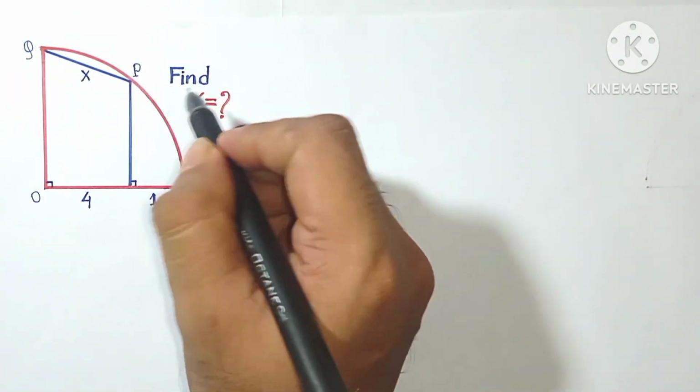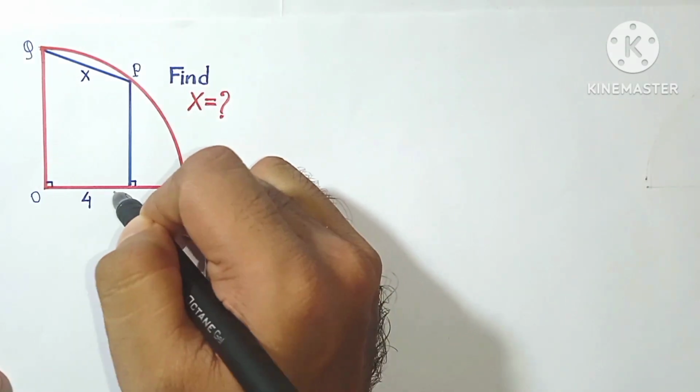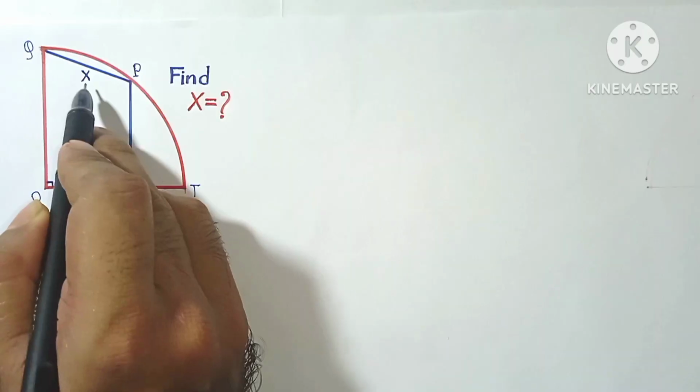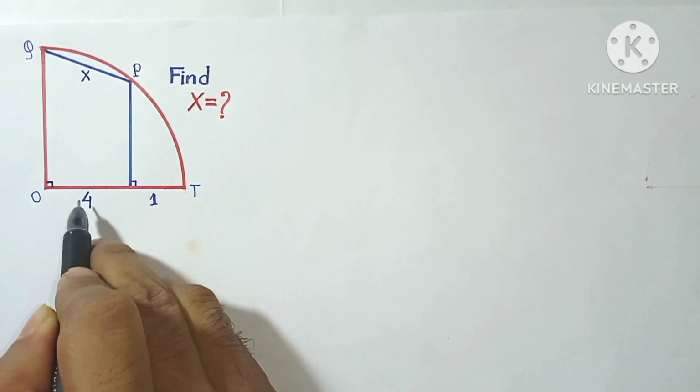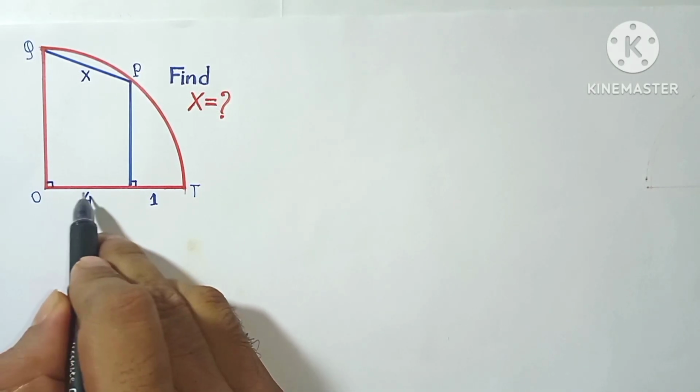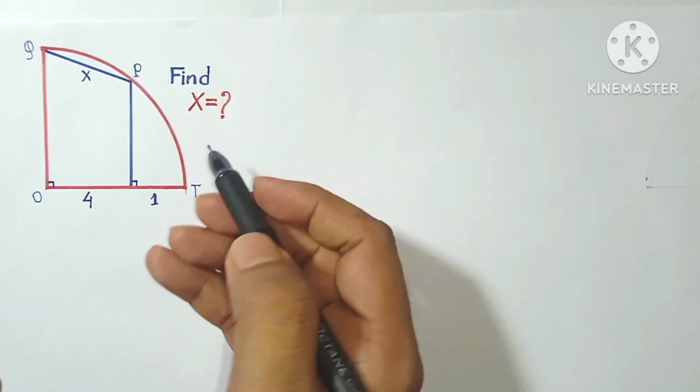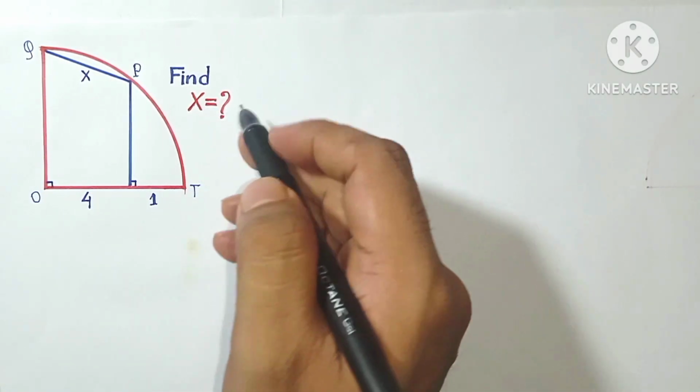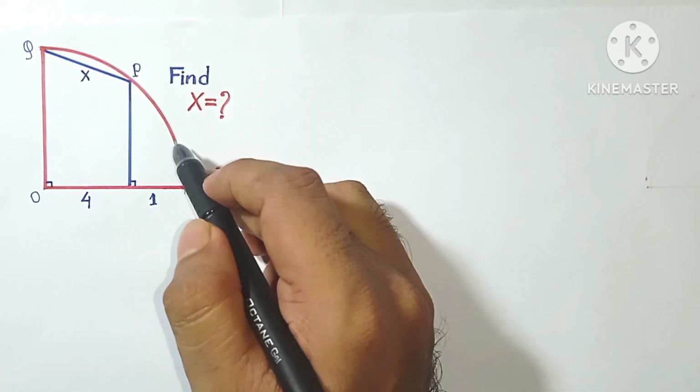Look at this diagram. We have a quarter circle with length QP is x, and this horizontal line with two segments, and this segment is 4, and this segment is 1. We have to find out the value of x. Now let's analyze this figure.